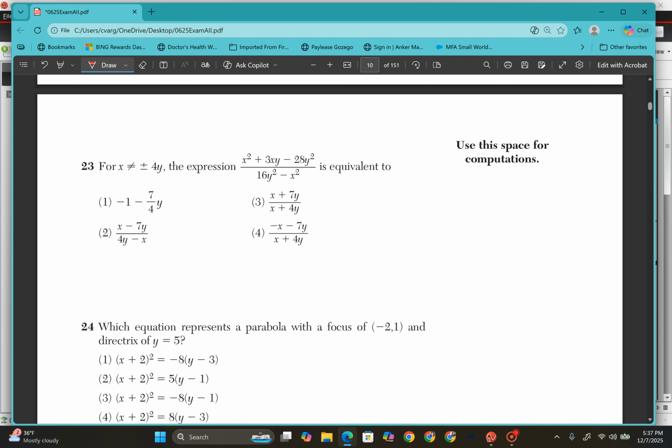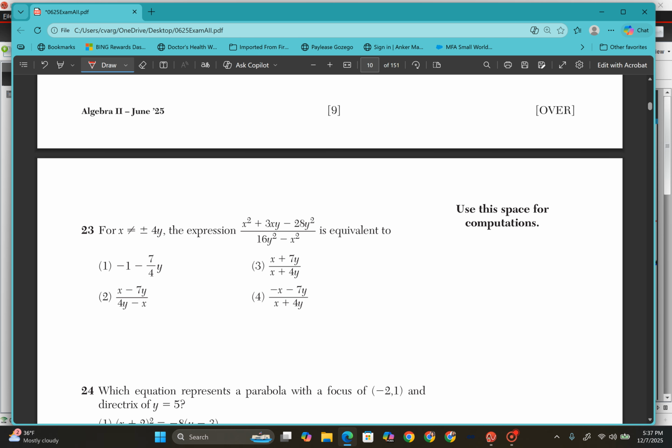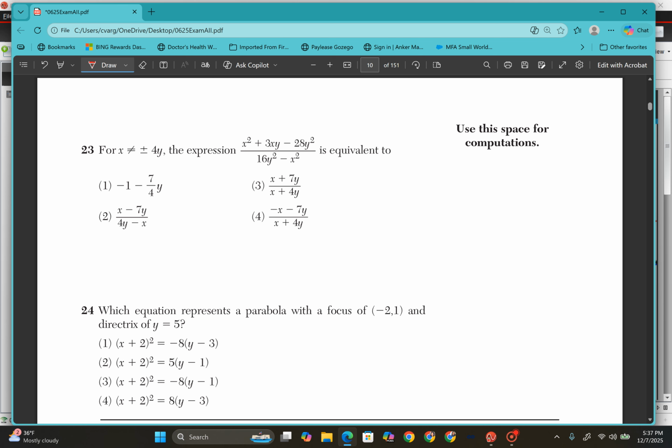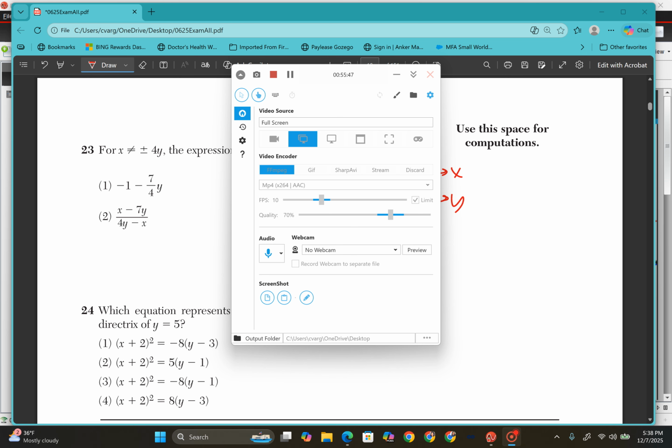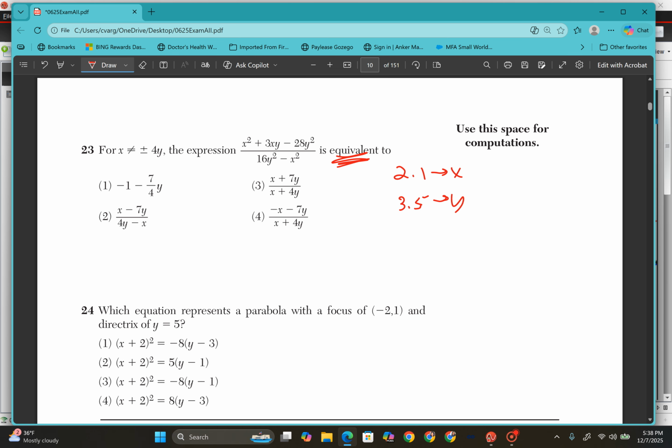All right. Question number 23 is equivalent to. So we could use our store button for this. So we can say 2.1, we can store that into X. 3.5, I can store that into Y. My dog is going crazy. All right. And then you can see which one matches for 23. So you're going to see that choice 4 matches.